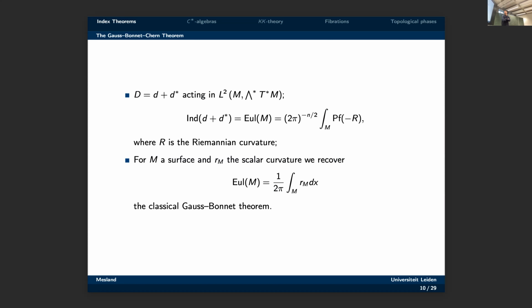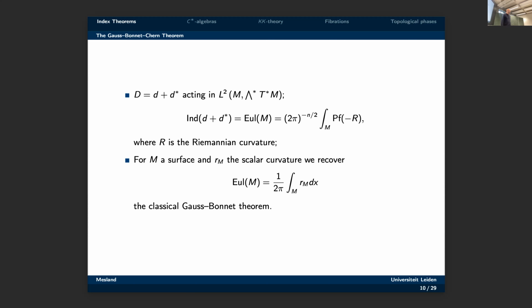So just to see what you get when you take some concrete things, if I take this Hodge-de Rham operator, which I have on any Riemannian manifold, then the index theorem actually recovers for me the Euler characteristic. So that's a fundamental topological invariant. And this can then be computed as the integral of the Pfaffian of the Riemannian curvature, which is the differential geometric side of this index theory. And of course, for a surface, this reduces to the Gauss-Bonnet theorem.